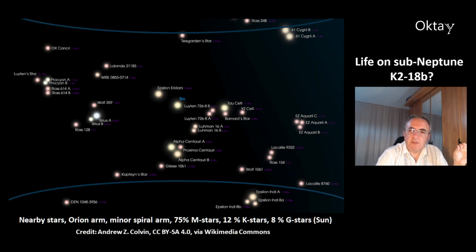You can see most of the stars are these red dwarf stars, also called M stars. They make 75% of all stars. And there are orange dwarfs, K stars, like Alpha Centauri b. They make 12%. And the Sun-like stars, the G stars, make only 8% of all stars.